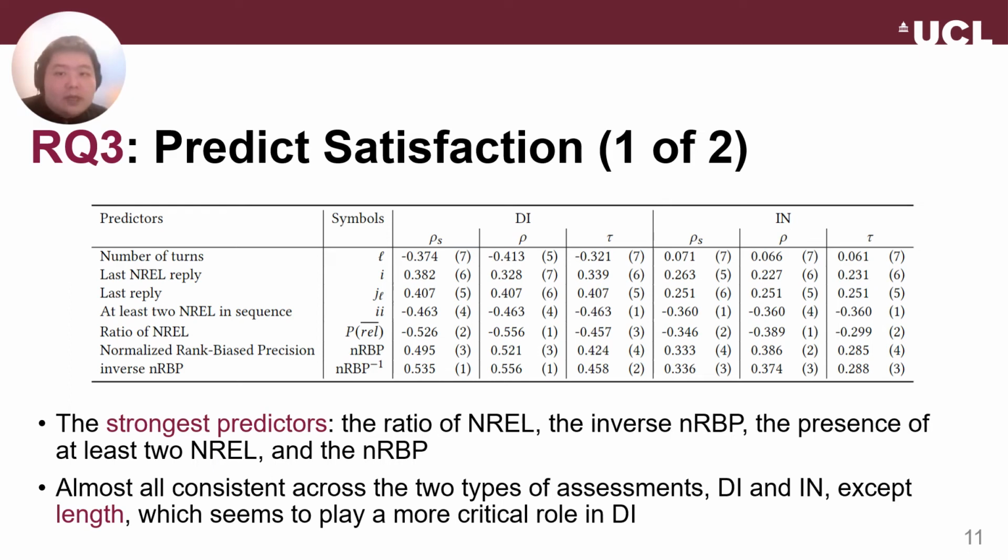Here, we found that the strongest predictors are the ratio of non-relevant replies, the inverse NRBP, the presence of at least 2 non-relevant replies, and the NRBP. We also found that almost all predictors are consistent across two types of assessment, except the length, which seems to play a more critical role in direct assessment.